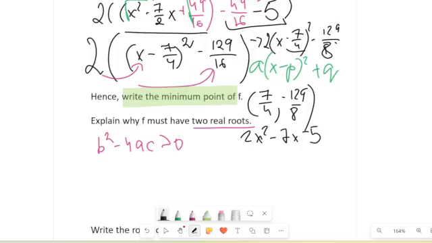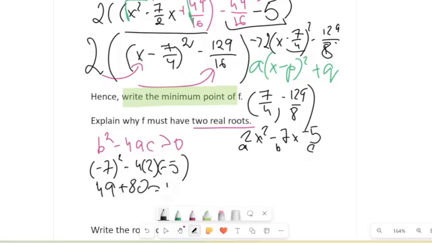Okay, so that's my A, that's my B, that's my C. I sub it into the formula, so it will be minus 7 squared minus 4 by 2 by minus 5, and my discriminant will be 49 plus 80, so it's 129. It's greater than 0, so that means that my function f must have two real roots.